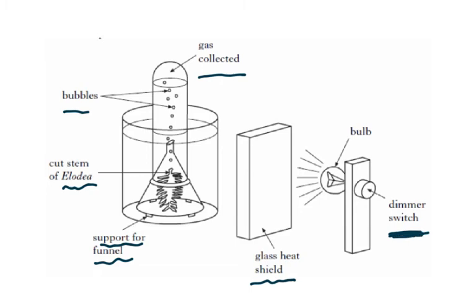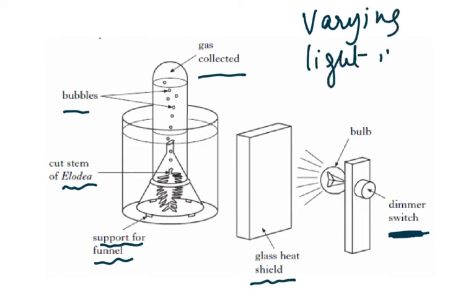The dimmer switch is because we want to vary light intensities. See, if you didn't have a dimmer switch, well, you could move the lamp. But here you have a dimmer switch, so you can increase or decrease the light intensity.